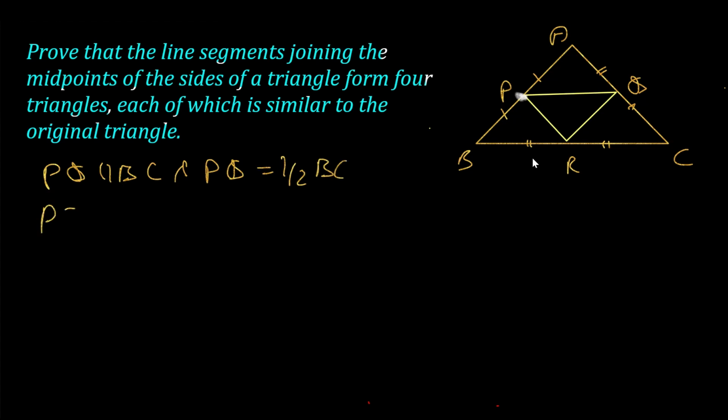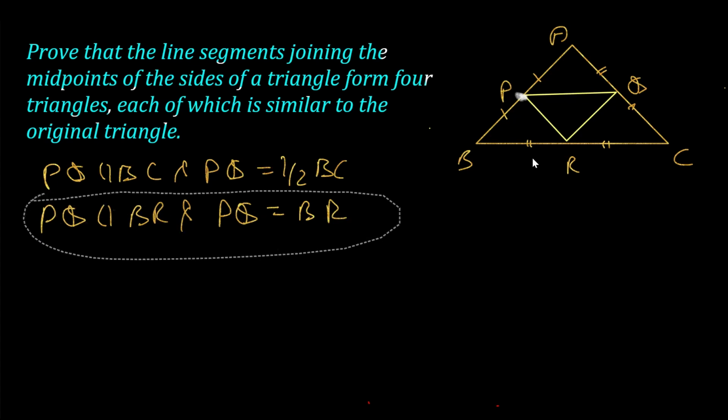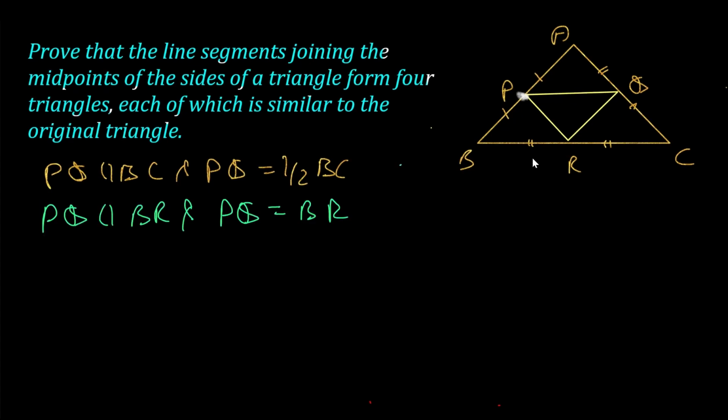Well, if PQ is parallel to BC, it also implies that it is parallel to BR as well. And similarly, I can write PQ, which is half of BC, is equal to BR again. So what you can see is that when you prove the same pair of opposite sides of a quadrilateral equal and parallel, it becomes a parallelogram. So you can say that therefore PQRB is a parallelogram.